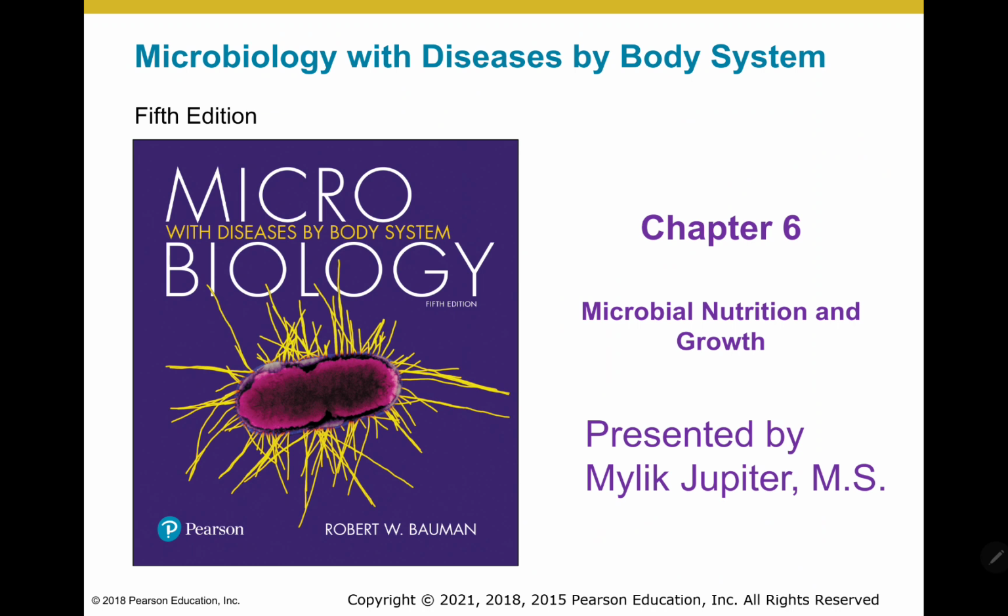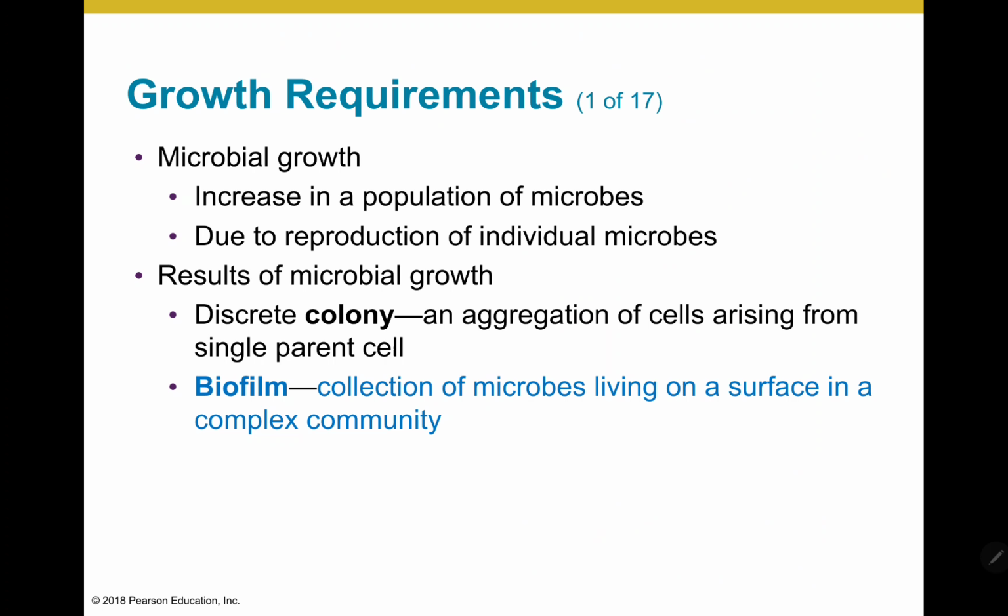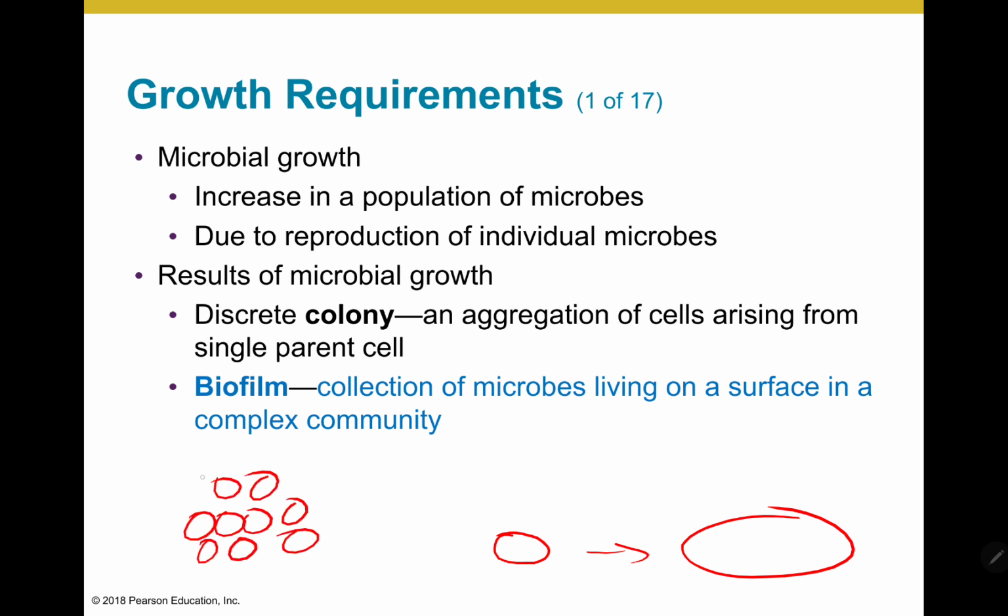Okay? Chapter 6, we looked at microbial nutrition and growth. So when we look at microbial growth, we're talking about increase in the population, right? Not necessarily the increase in the size. So I'm not talking about here's a bacteria and then it gets bigger. No, I'm talking about here's a bacteria, here's another one, another one, another one. So I'm talking about microbial growth in the form of increase in population, right? And that's going to be due to the reproduction of the individual microbes, right? As a result, we have these discrete colonies that we can see on like a petri dish.